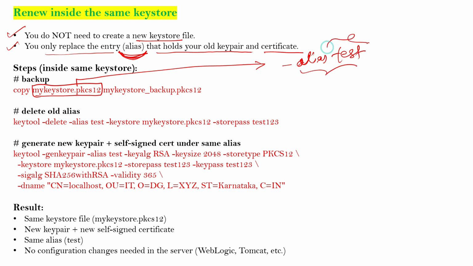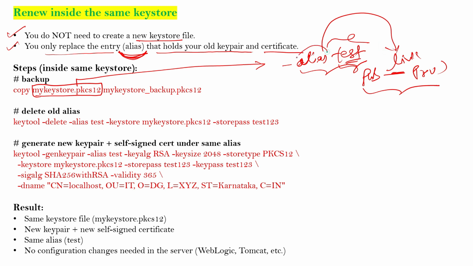If we need to replace this alias, and this alias is the link between the public and private key which we have inside the key store, right? This is the link between public and private key. If this link is going to be broken, this link needs to be changed, so your key pair is going to be changed. That means for renewal of the self-signed certificate, you need to replace the alias, which is also called the entry, that holds your old private key and the certificates. So you are going to generate the new key pair.